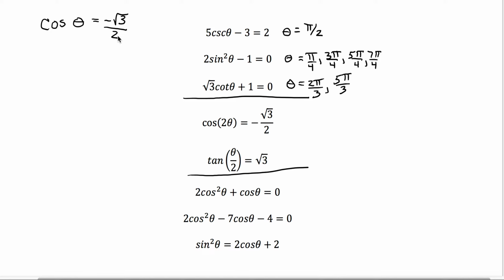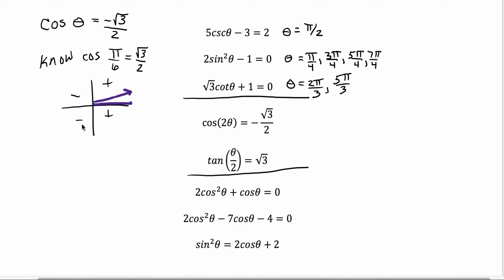All right, so what do I know? I know that cosine at pi over 6 is square root of 3 over 2. So there's pi over 6. And I know that cosine is negative in the second and third quadrant.